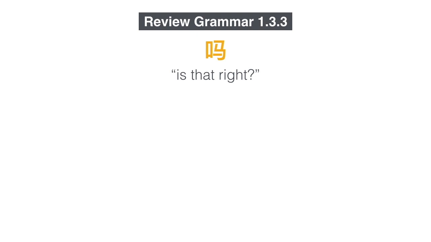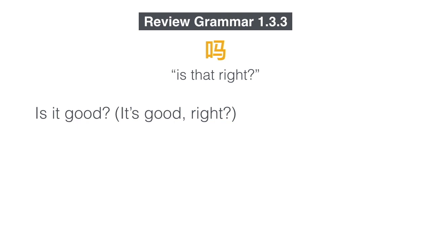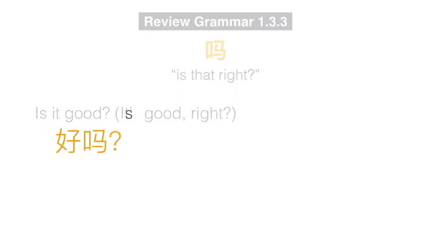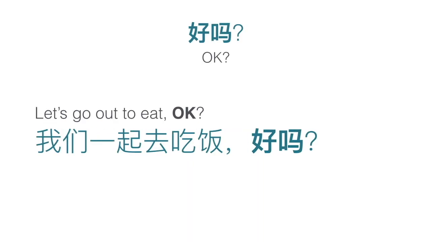Back in HSK 1 in Grammar 1.3.3, we learned how to use the question word ma to seek confirmation, meaning is that right? For example, how do you say, is it good? You say, it's good, right? 好吗? Right, very simply. Now let's expand on that and see how 好吗 can be used to make a suggestion. For example, let's go out to eat, okay?